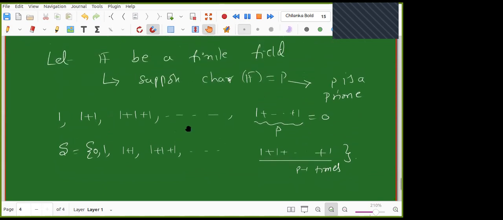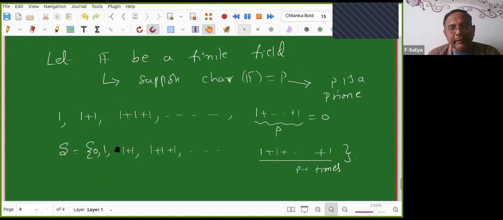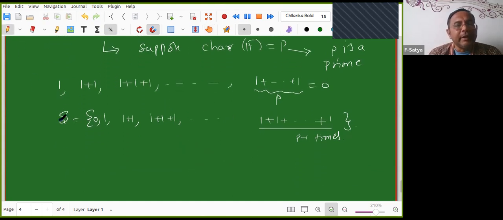The subfield of F. It is actually a field, so this field contains another field inside. So how many elements are there? First look at the cardinality of S equal to p. If you allow me, I'll just write 2, 3 like that, because I don't know what the elements are.